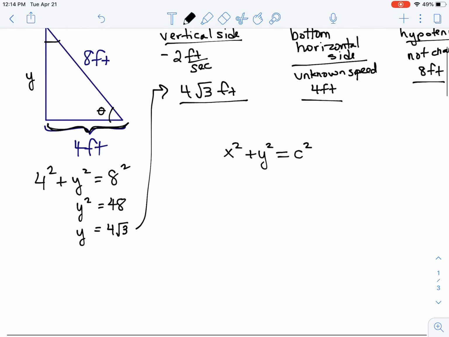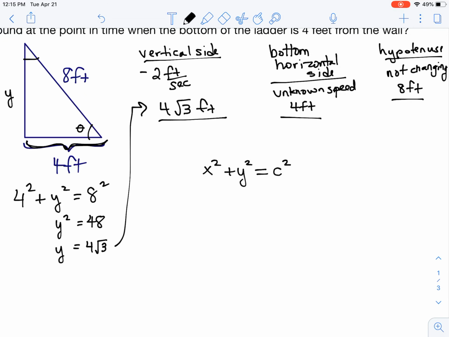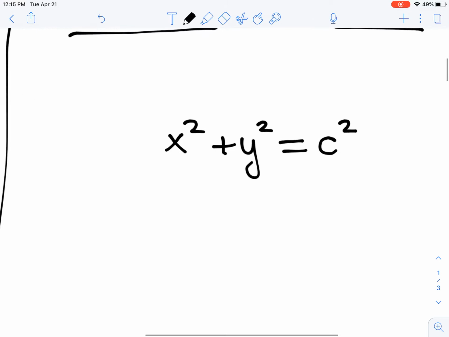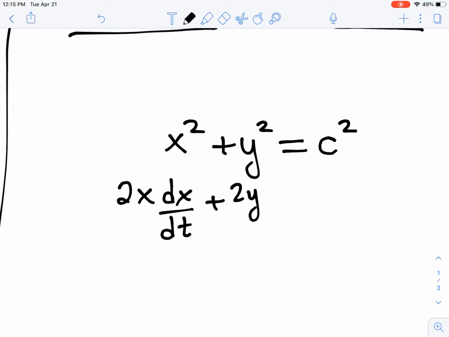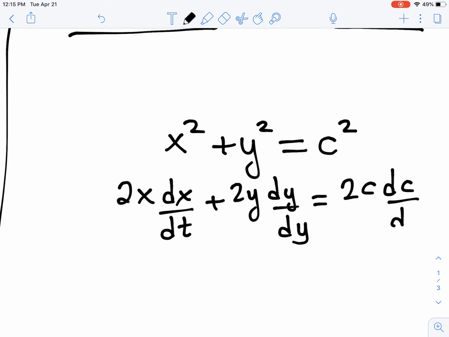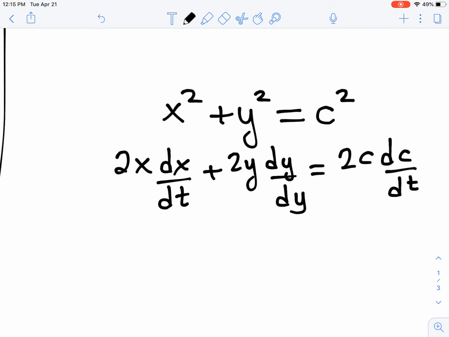Okay, so I wrote my Pythagorean theorem, x squared plus y squared equals c squared, and I used the letter c for the hypotenuse, because that's what we often use for the hypotenuse. Now I'm going to take the derivative with respect to time. So this is going to be 2x dx/dt plus 2y dy/dt equals 2c dc/dt. Now, I got a mistype here. I said y, but this should be a t, dy/dt.